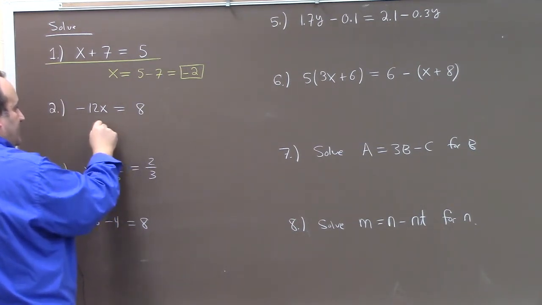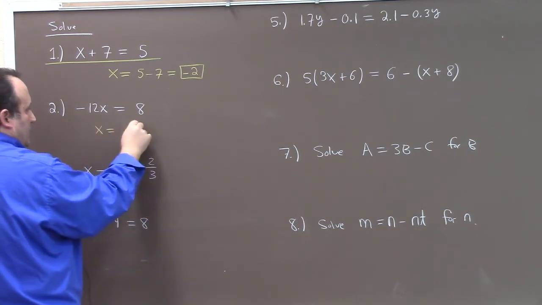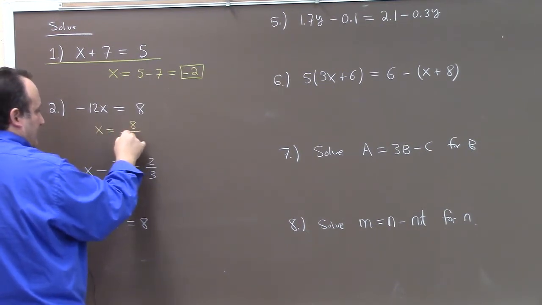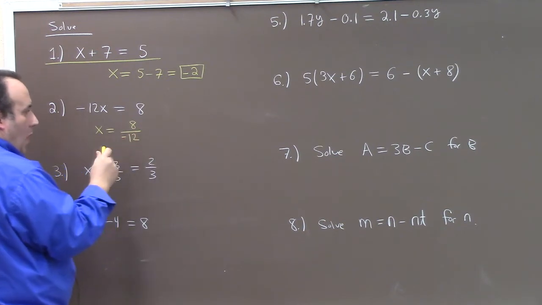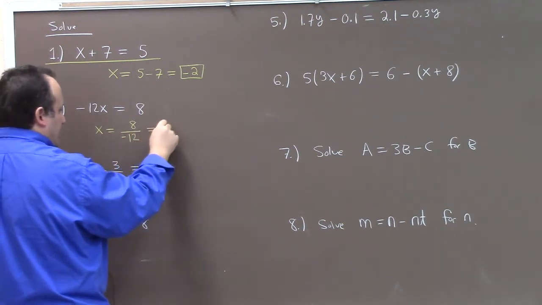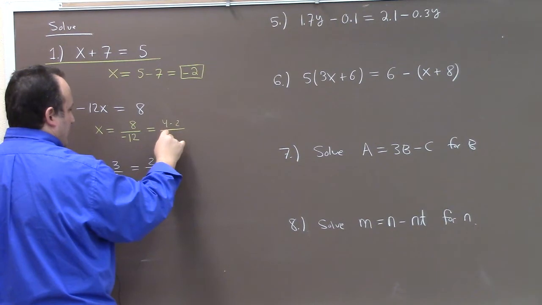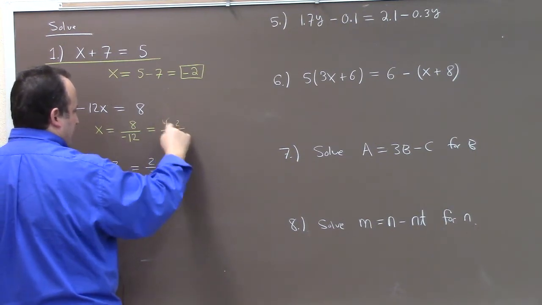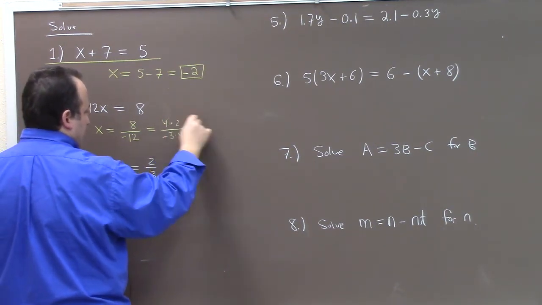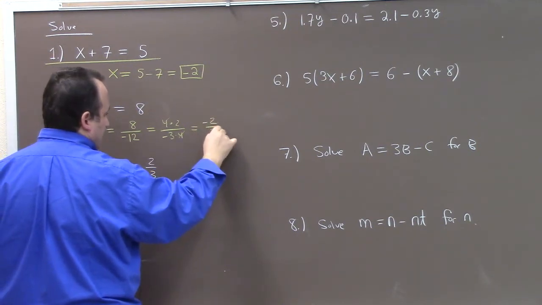Divide by minus 12. We get x is equal to 8 over minus 12. Can we simplify that? We can. That's 4 times 2 over minus 3 times 4. So the 4's cancel, and we get minus 2/3.